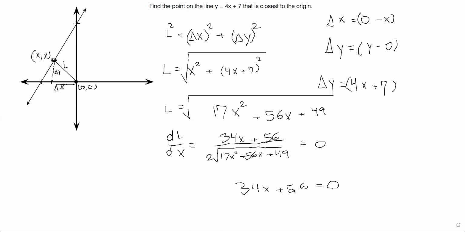I'm going to subtract 56 on both sides, and then divide both sides by 34. So we get negative 56 over 34. And if we wanted to simplify this, we could turn this into negative 28 over 17. Alrighty, so we already have our critical value. By this point, we're pretty good at determining if this really does produce the true maximum or the true minimum in a situation. If you want, you can verify it, but I'm just going to continue from here.